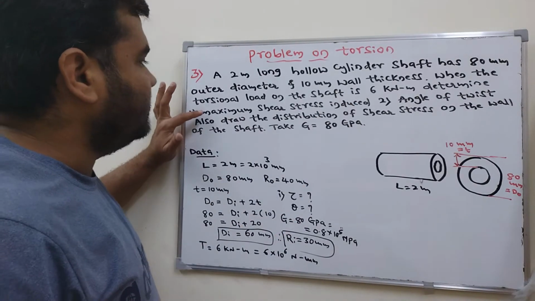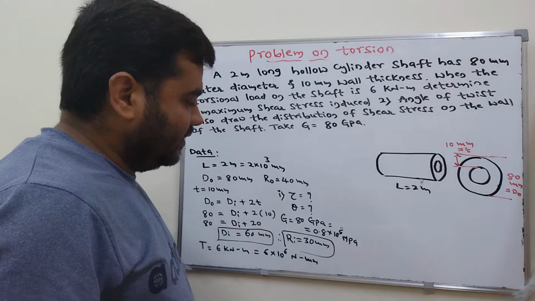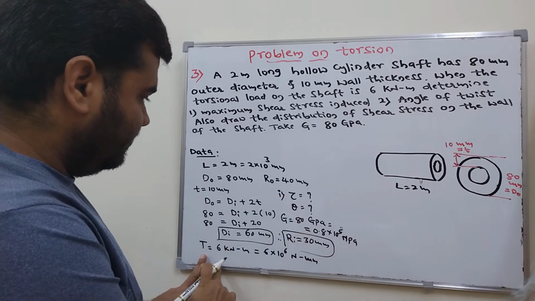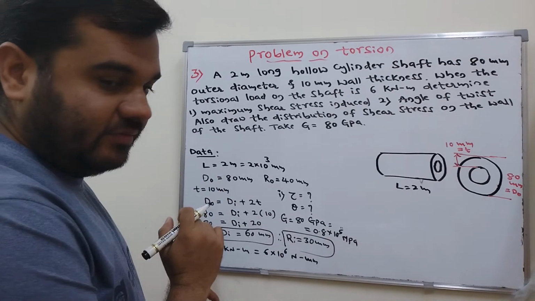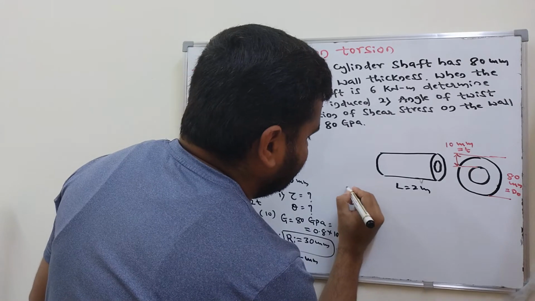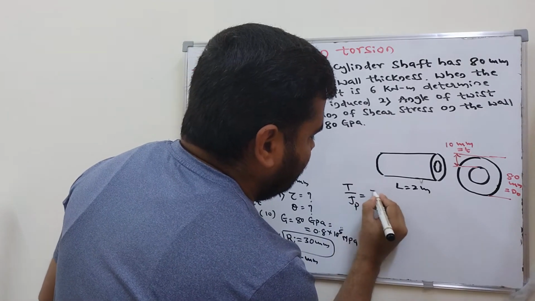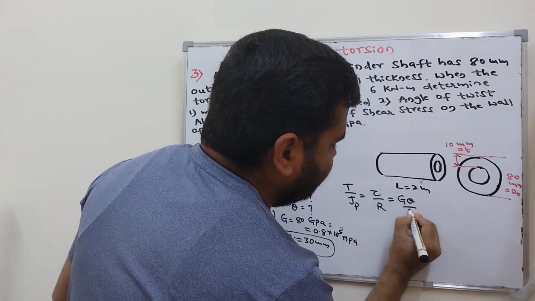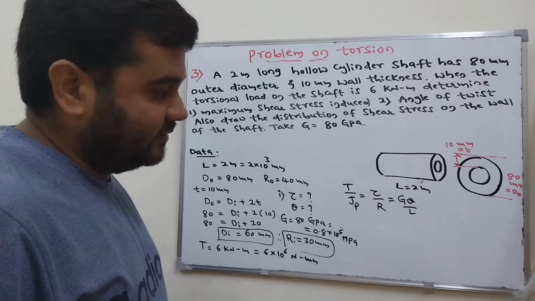First we will find the maximum shear stress. How will we start? Here we know the torque and G, and we have the length and everything. What is the general equation for torsion? T by Jp equals tau by R equals G theta by L. This is the general equation for torsion, which we derived in the previous video.